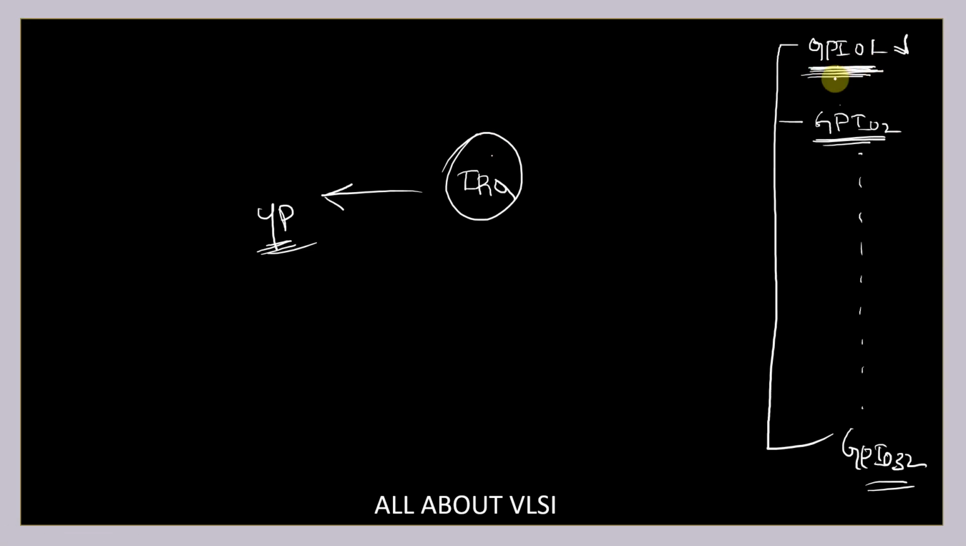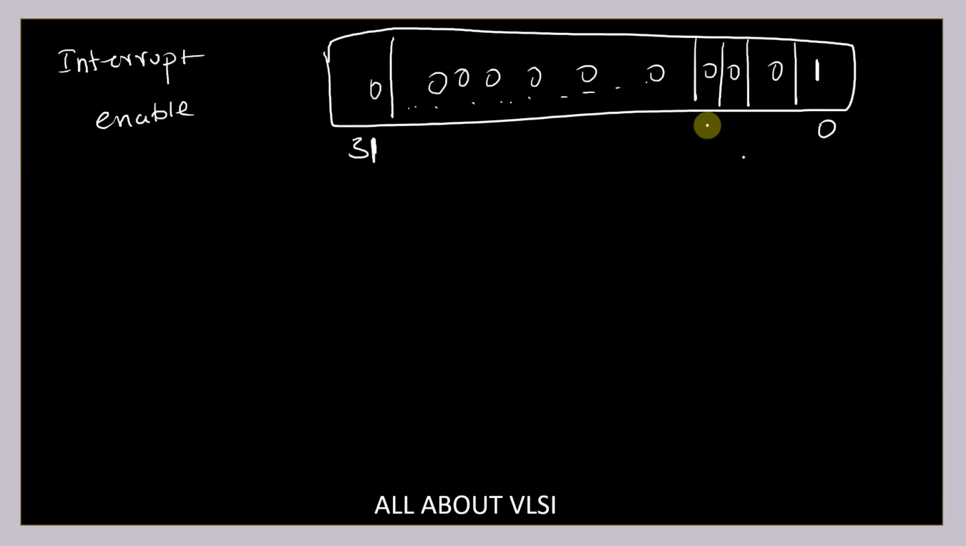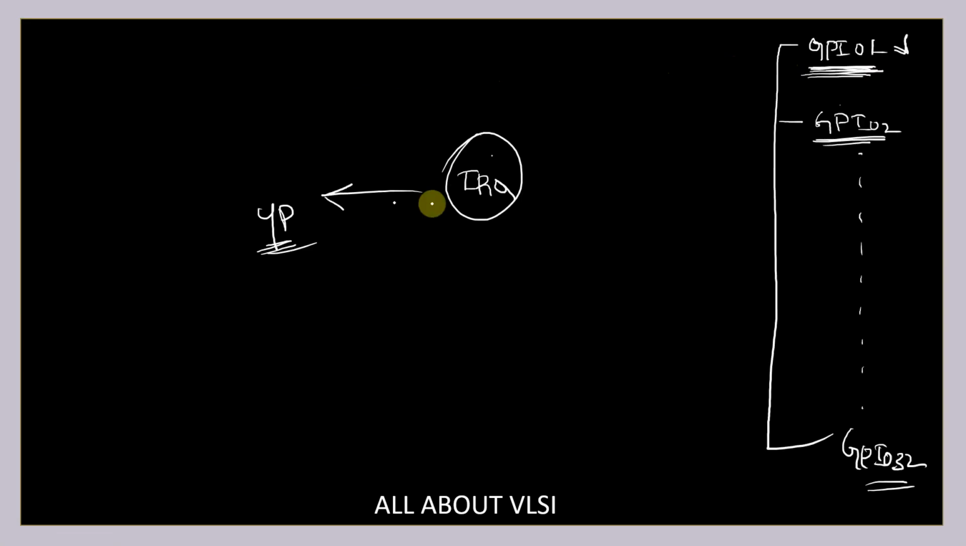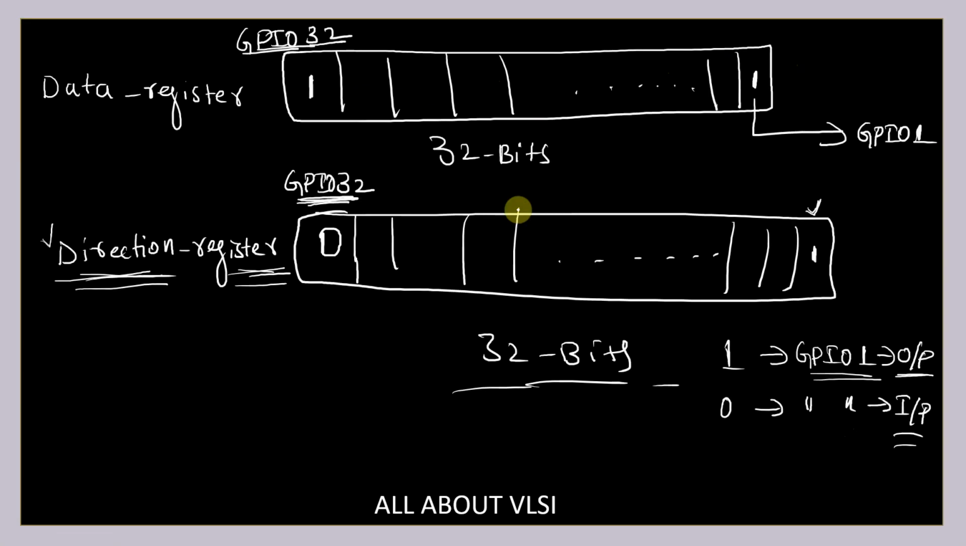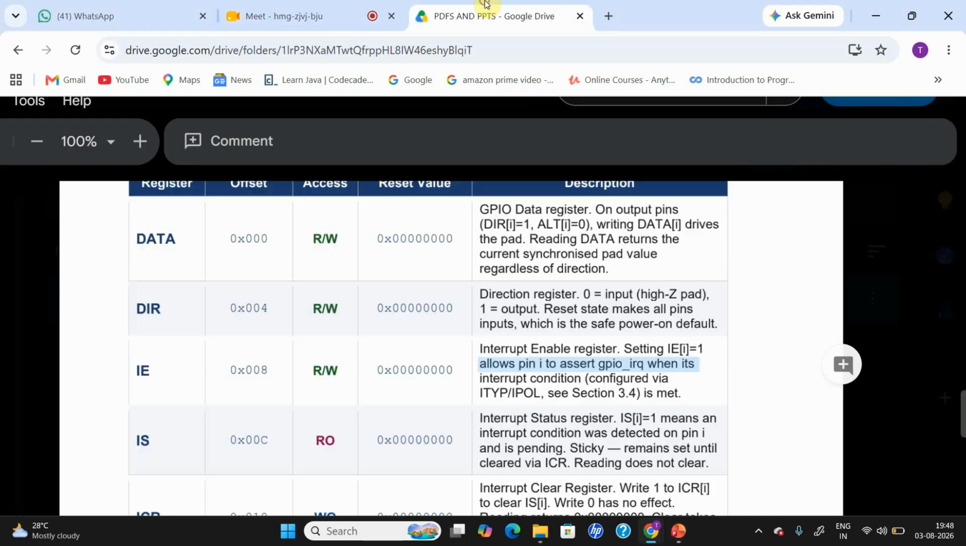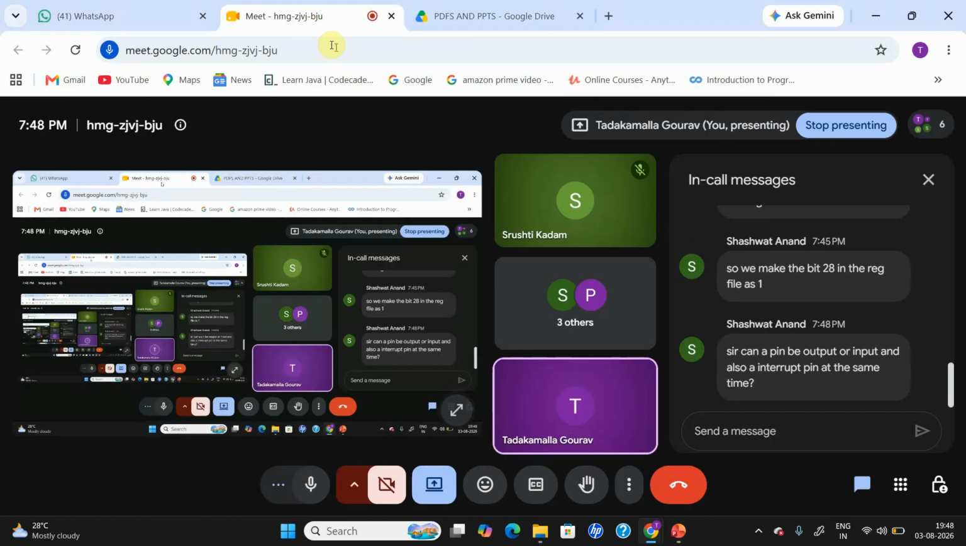Let's say I want to enable all the pins to act as interrupts. Then I provide all the bits as 1, so that all the pins sample the interrupt and provide it to the IRQ. That is my interrupt enable: you are enabling or disabling the interrupt. So the interrupt enable register IE of I, where I can be 0 to 31. If it is equal to 1, it allows pin I. If I is equal to 0, pin 0 will assert the GPIO IRQ when the interrupt condition is seen. What do I mean by interrupt condition? We'll see. Is it clear, guys?